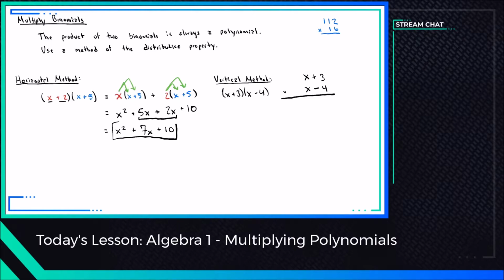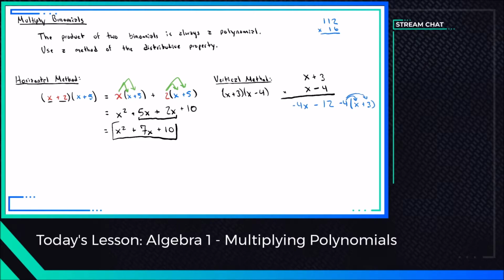So we're going to multiply everything here by a minus 4. So that's going to be a minus 4 multiplied by x plus 3. And so minus 4 multiplied by x is a negative 4x. And a negative 4 multiplied by a positive 3 is going to be a negative 12. And then we're going to move on to the next row.